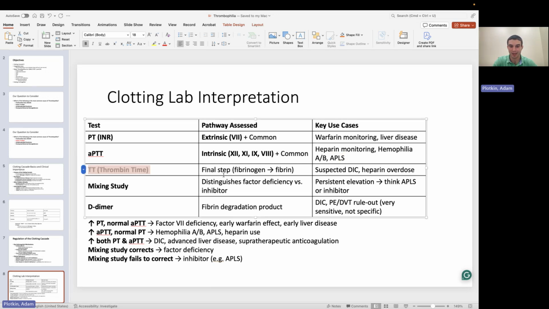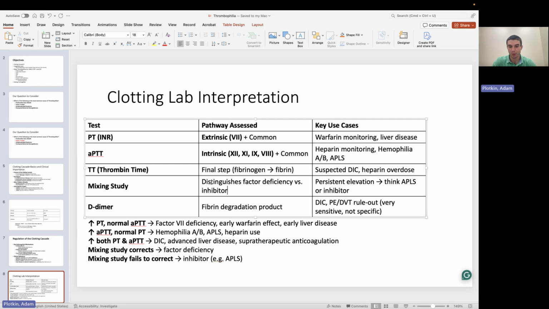The thrombin time, that was really our last step, right? So that's converting fibrinogen to fibrin, because thrombin is the thing that cuts up fibrinogen to make it into fibrin. And remember, fibrinogen is made in the liver. So this is really good if we have suspected DIC or heparin overdose. I talk all about DIC in a couple of different lectures. There's a liver versus DIC lecture, and I talk about it in the MAHA lecture. So go watch those.